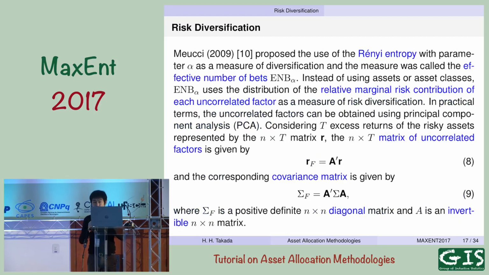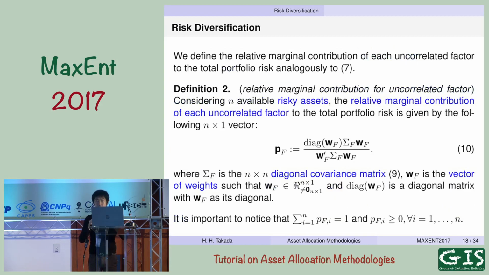And in terms of factors, you have the data inside of R, the returns there, and then you have a transformation, and then you have factors. And the factors, in this case, because the idea is to use principal component analysis, for example, you can use a singular value decomposition to obtain the matrix here. You have a diagonal covariance matrix. And the relative marginal contribution for uncorrelated factors. So the expression is given here.